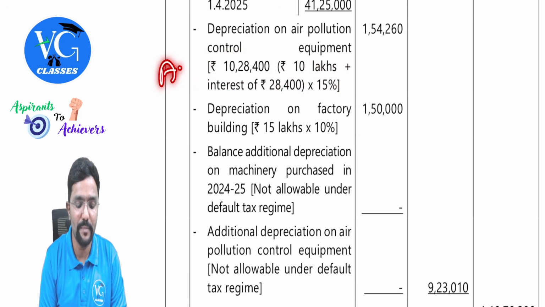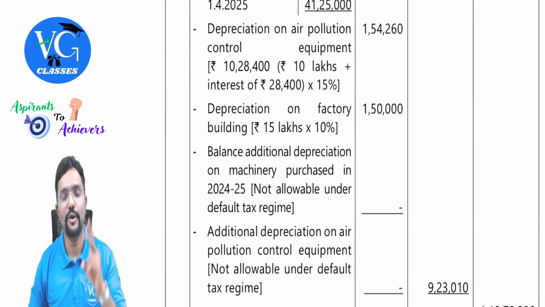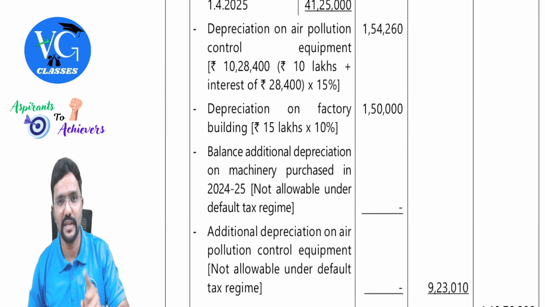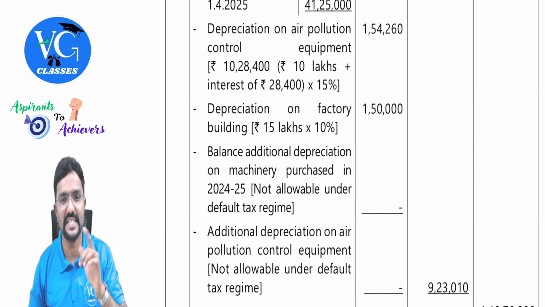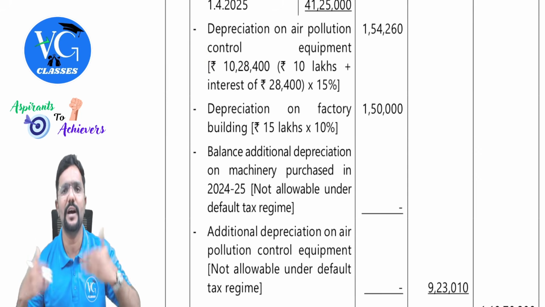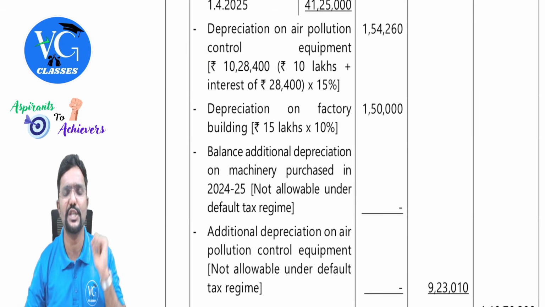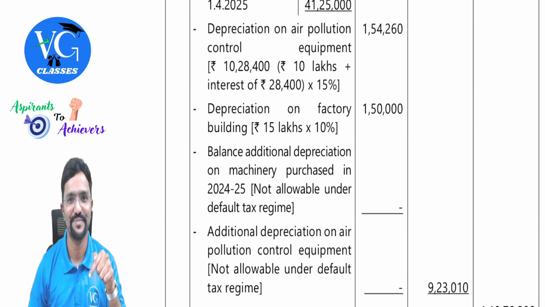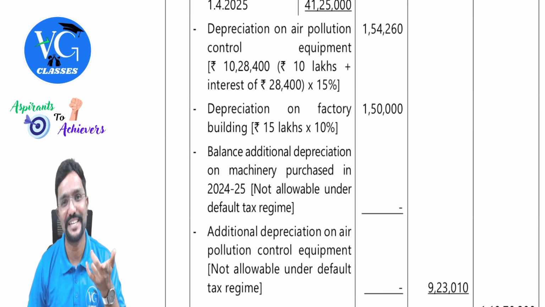Sir, what about additional depreciation on this? Not allowed due to two reasons. One, first thing is it is not new plant and machinery. It is a second-hand plant and machinery. Whether it is used in India or outside India doesn't matter. No additional depreciation on second-hand machinery. And moreover, we are under the default regime. So due to these two reasons, it is not allowed. Sir, under the optional scheme, is it allowed? No, because it is second-hand machinery. No, not allowed.